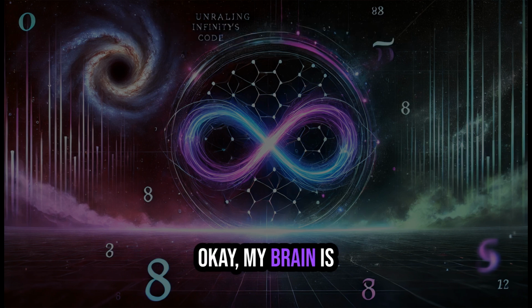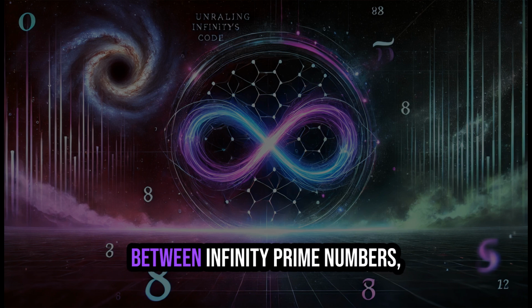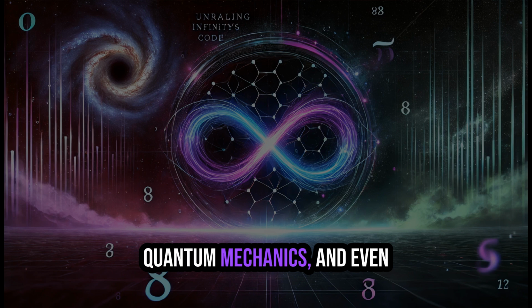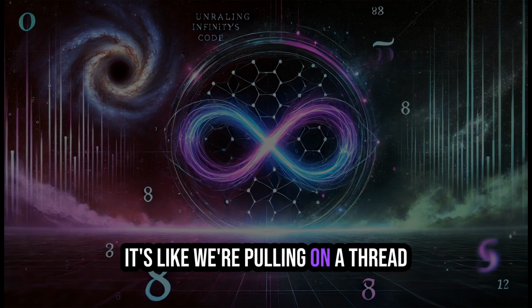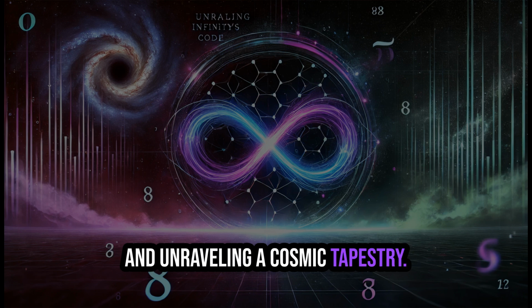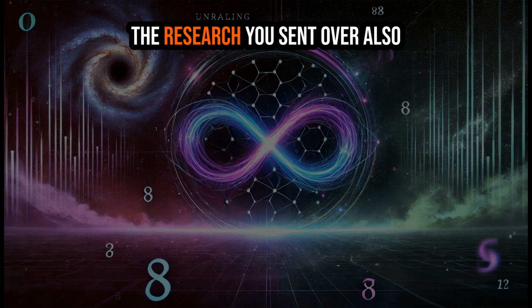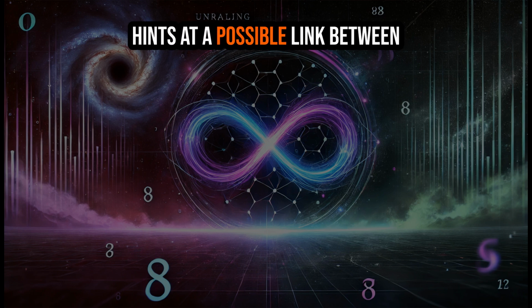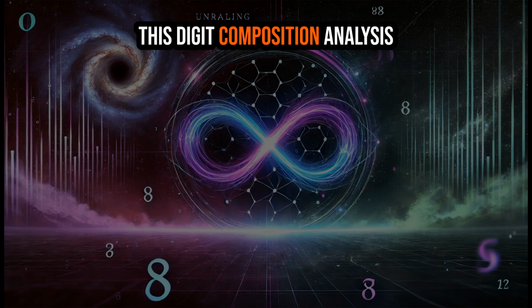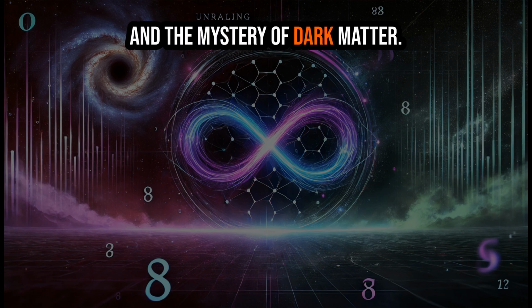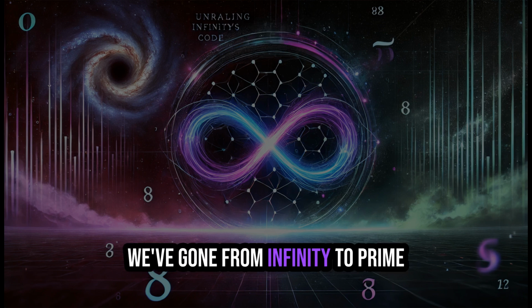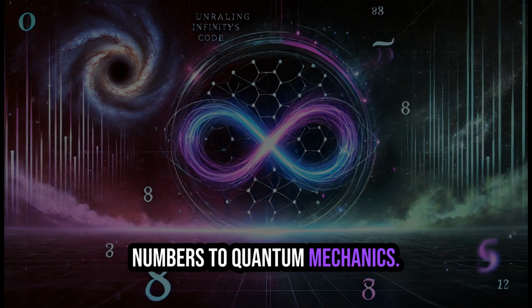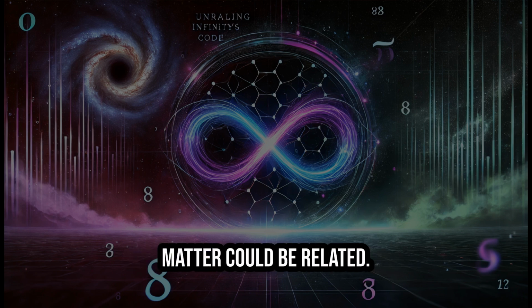Okay, my brain is officially doing backflips. So we're seeing connections between infinity, prime numbers, quantum mechanics, and even the nature of reality itself. It's like we're pulling on a thread and unraveling a cosmic tapestry. And here's the kicker. The research you sent over also hints at a possible link between this digit composition analysis and the mystery of dark matter. Wait, dark matter again. How does that fit in? We've gone from infinity to prime numbers to quantum mechanics. It's hard to imagine how dark matter could be related.